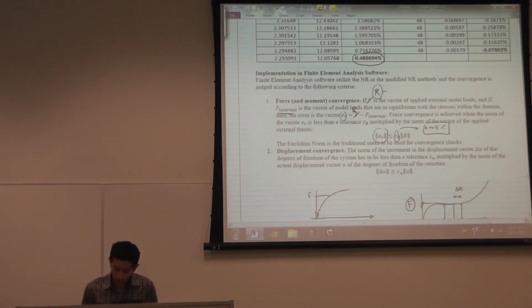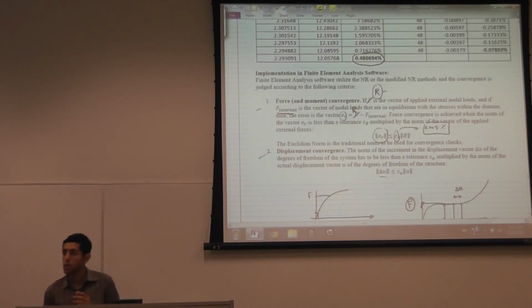And also, every time we're doing an iteration, the increment in the displacement that we use should not be too large. Because if it's too large, you might be vibrating around, and maybe the structure is not in equilibrium. Depending on your application, you might want to relax one or two.